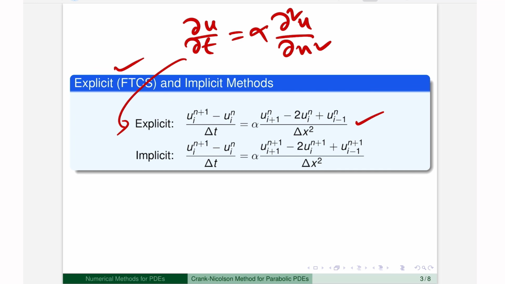Now this is the implicit scheme: (u_i^(n+1) minus u_i^n) over Δt is equal to alpha (u_(i+1)^(n+1) minus 2u_i^(n+1) plus u_(i-1)^(n+1)) over Δx². So here you can see that the explicit uses a forward time step, and the implicit uses a backward time step.